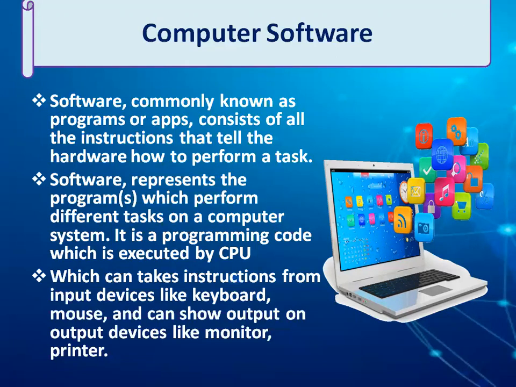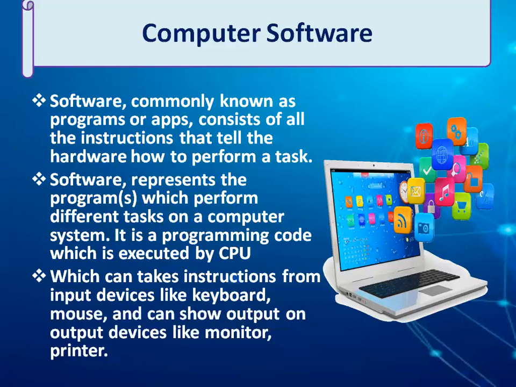We have different programs in our computer system. We have different apps, applications in our computer system, which are given to the computer to perform any task, to do any activity. It tells the computer what to do and how to do. Programming languages are used to prepare the software. We have different types of programming languages, high-level languages and low-level languages. With the help of these programming languages, we can develop software.